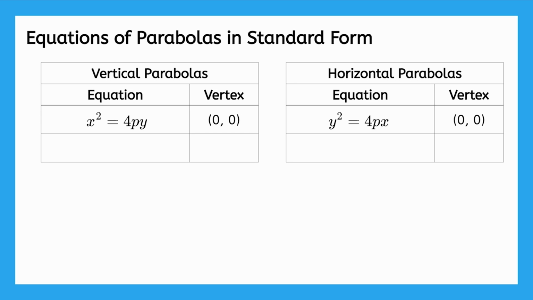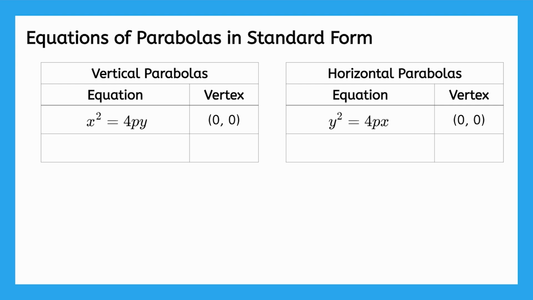You now have the formal definition for both vertically and horizontally oriented parabolas, and you know their standard form equations when the vertex is at the origin. How can we remember which is which? For vertically oriented parabolas, the x variable is squared, just like you've seen before. For horizontally oriented parabolas, the y value is squared.